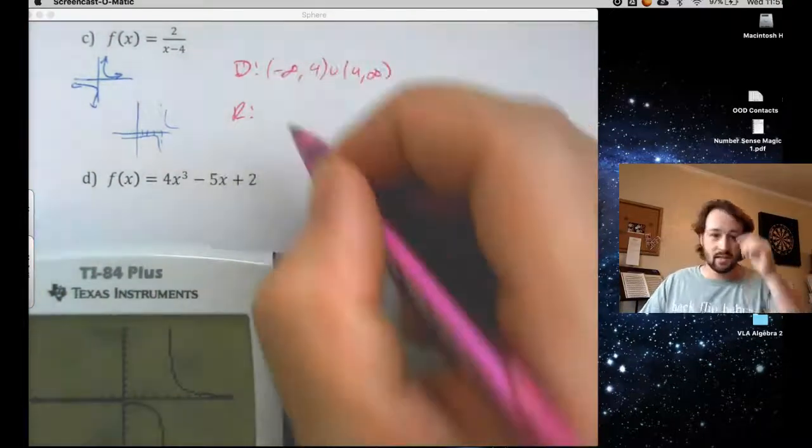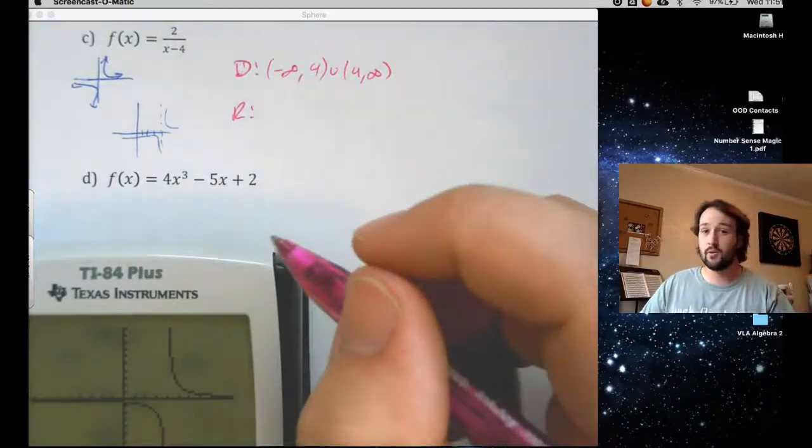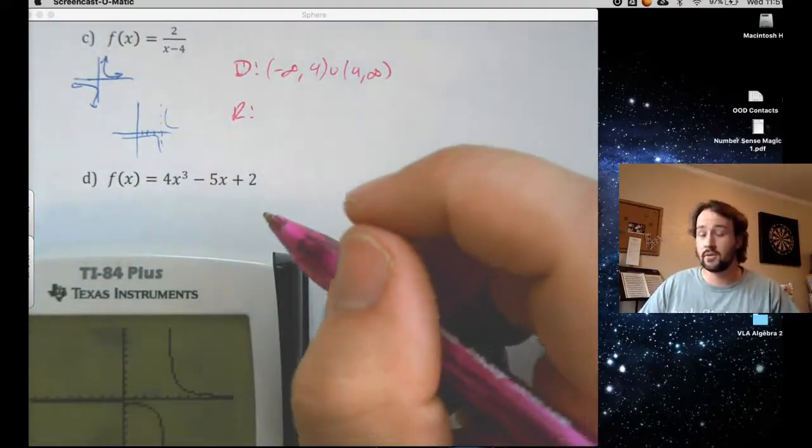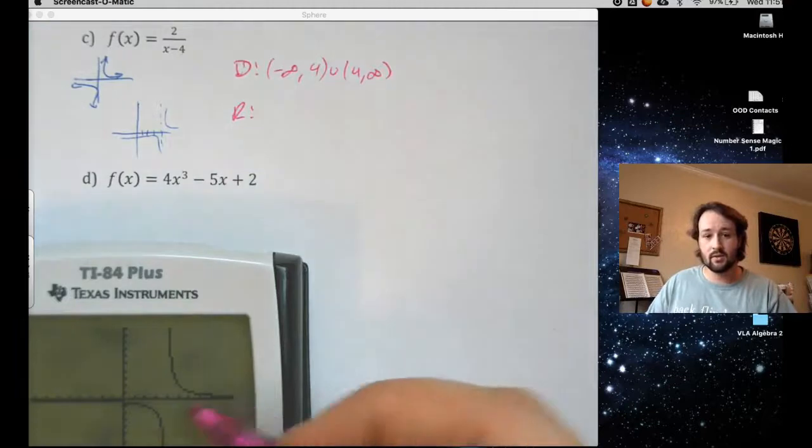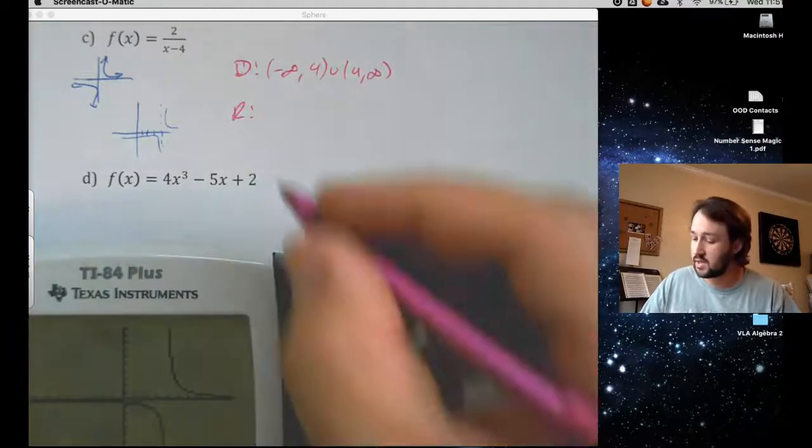Now for the range, it didn't move up or down. So remember we had a horizontal asymptote, y equals 0. And you see it's getting closer and closer to 0 in both ways, but it's not actually touching it.